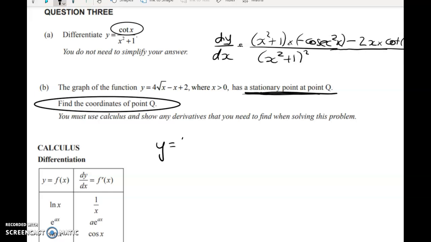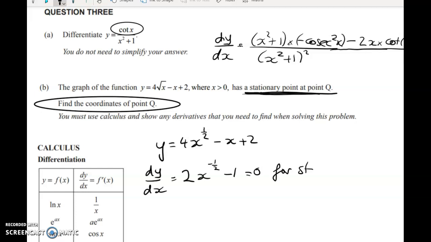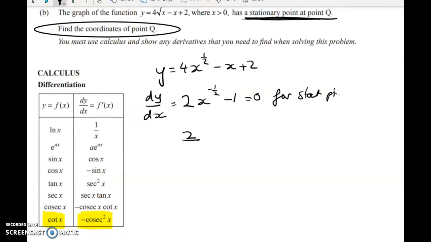So the function is y equals 4x to the 1/2 minus x plus 2. dy by dx, which we're going to set equal to 0, is 4 times 1/2, so 2x to the -1/2, minus 1. And that has to equal 0 for a stationary point. That gives us 2 over root x is equal to 1. So 2 is equal to root x. So x must equal 4, squaring both sides.